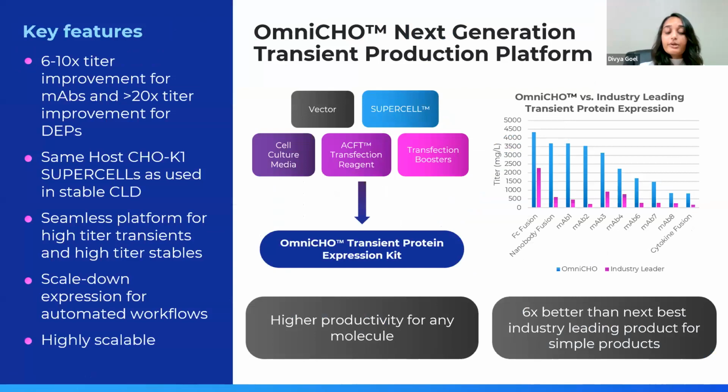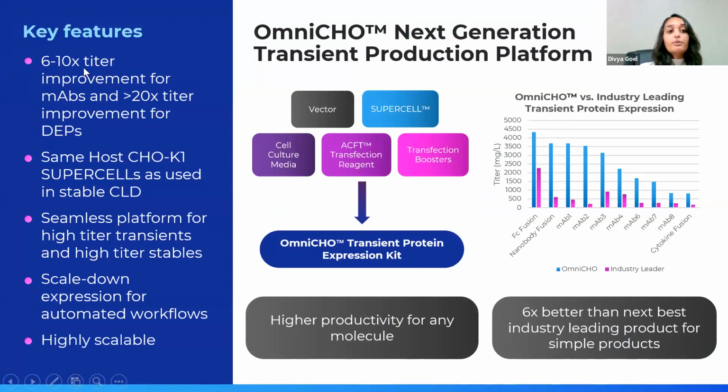So as I mentioned earlier, we developed the supercell as the base of our production system. On top of that, we've built several other platforms that enable our tools for things like drug discovery and antibody screening. One such platform is the OmniCho transient transfection kit, which has certain unique attributes in using the supercell as its base host cell line.